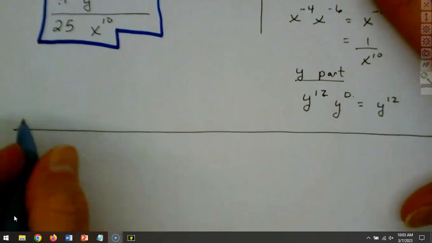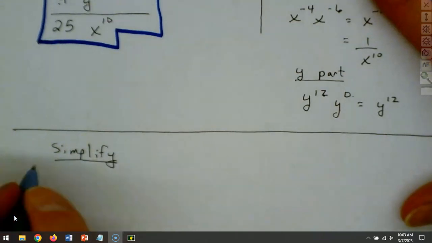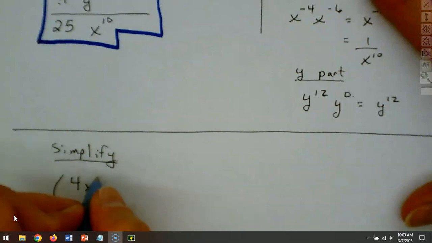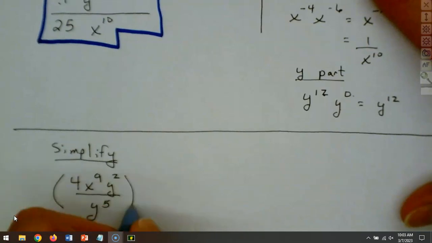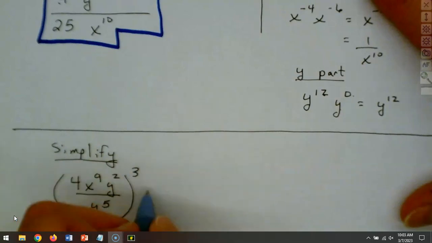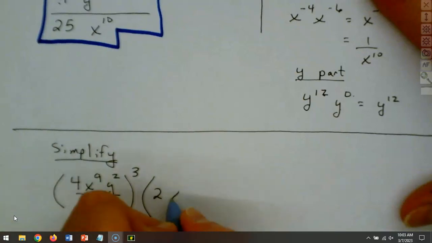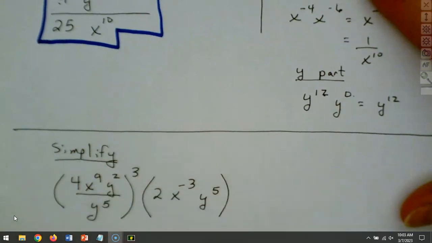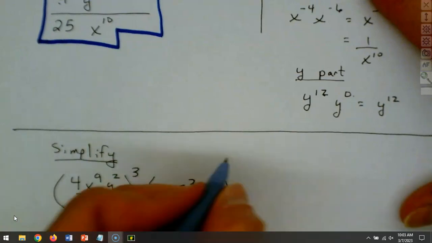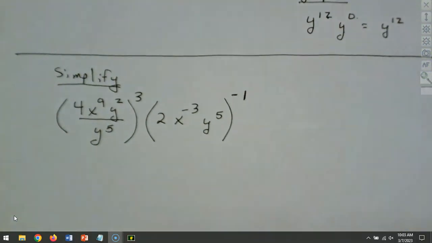Well, I give you this one. How about I have you simplify 4 x to the 9th y squared over y to the 5th, all raised to the 3rd power, times 2 x to the negative 3rd y to the 5th, all raised then to the negative 1st power. Okay, so this is what I want you to simplify down.